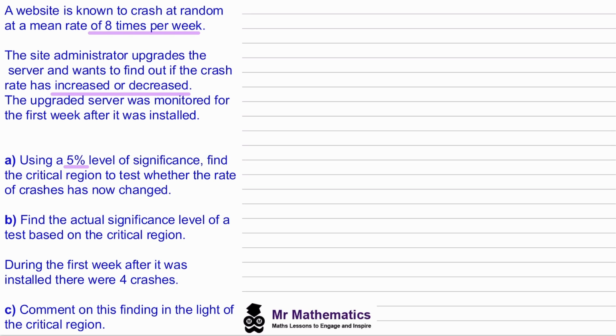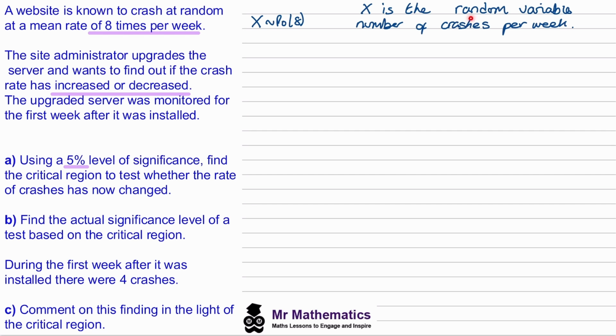Okay, so if we say that X is distributed with a Poisson of lambda 8, where X is the random variable, the number of crashes per week, then we'll say our hypothesis, H0, is that lambda equals 8, and H1, lambda does not equal 8. And I'll sketch the distribution. We have our expected value, and it's two-tailed, so we're looking at the region to the left and to the right, and each of these areas will have a probability half of the significance level, so 2.5%.